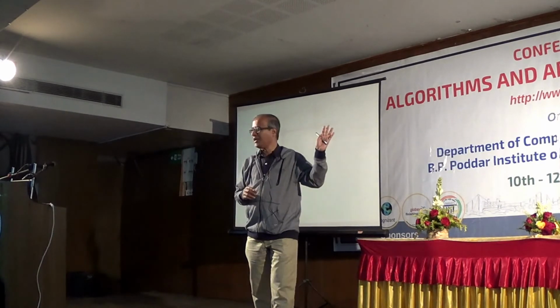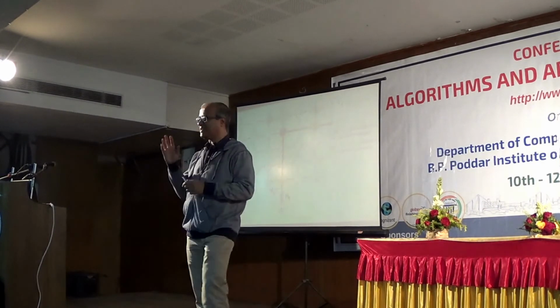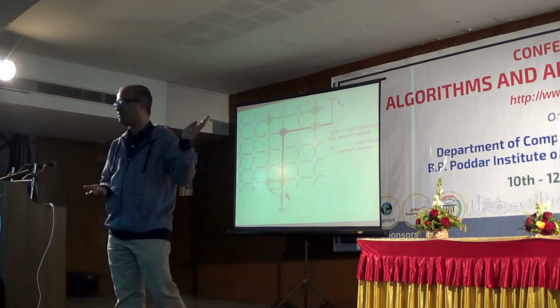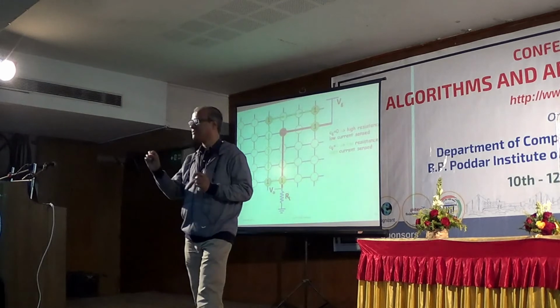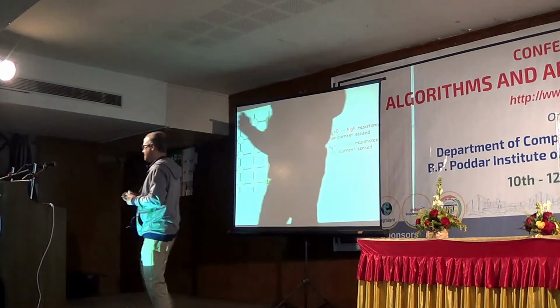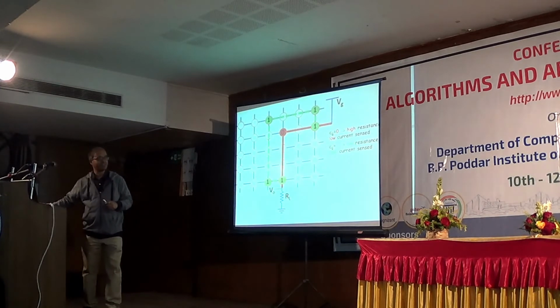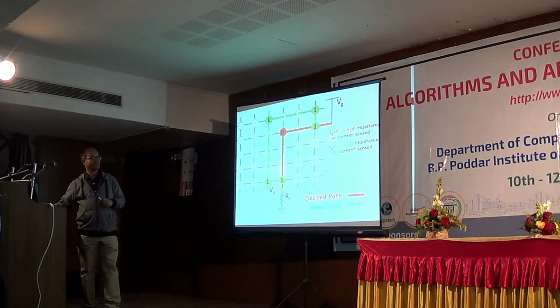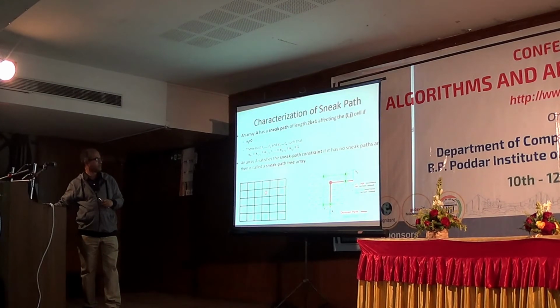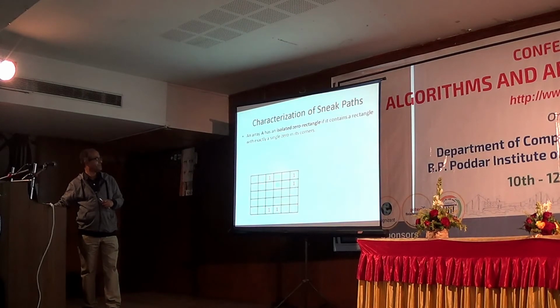Now I am not going into the theory of it. There are very nice papers where graph theoretic algorithms have been proposed to detect and mitigate this sneak path problem. There are very interesting algorithmic applications here. I am just giving the result, what has been found out. This I already mentioned.